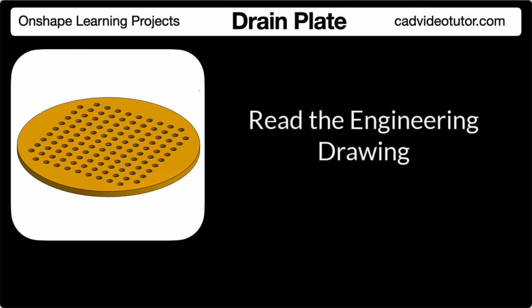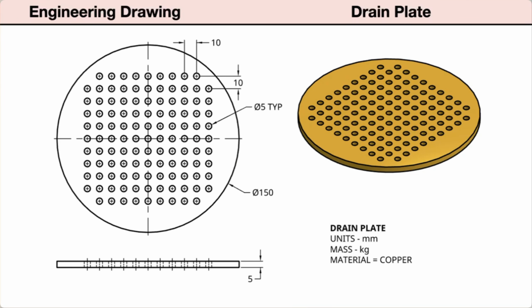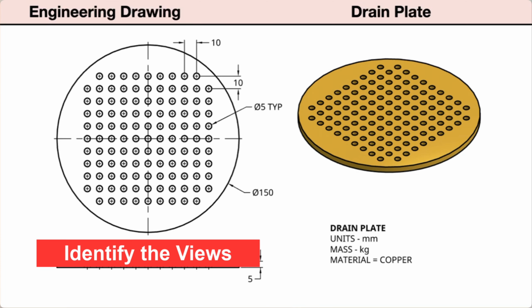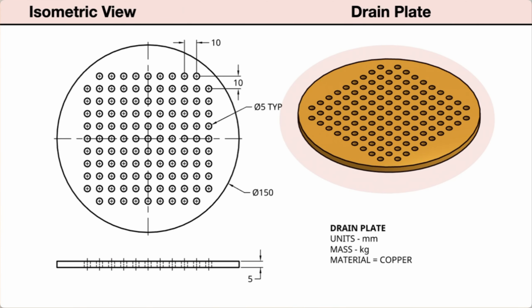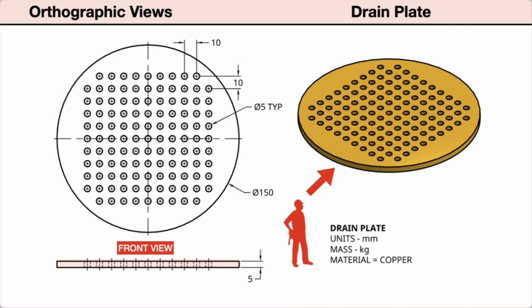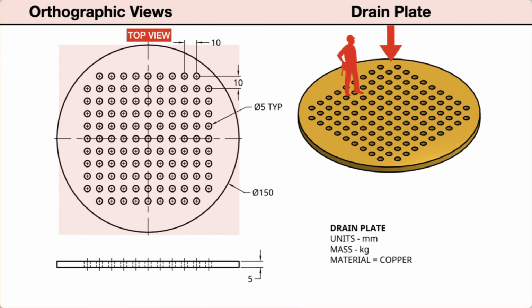In this segment, we'll read the engineering drawing for this drain plate. The drawings provide all of the information we need to model this part using Onshape. Let's start by identifying the views. This drawing contains 2 standard views. First, the isometric view shows a pictorial. This helps us visualize the part in 3 dimensions. Next, the orthographic drawings show 2 principal views. In the lower left corner, the front view. Aligned above the front view, the top view.